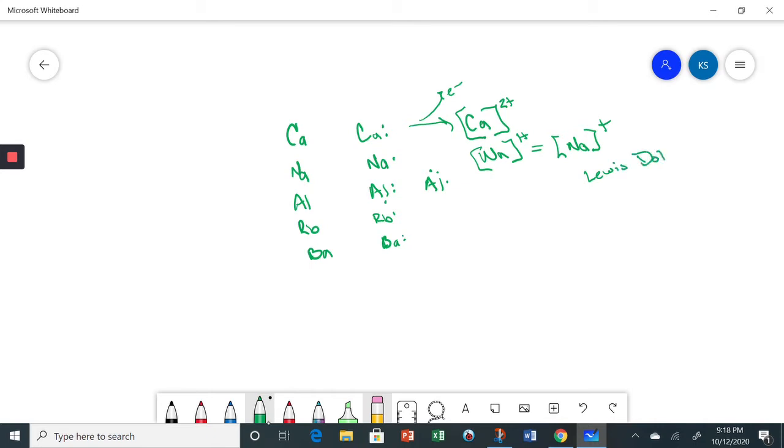Will they really dock you points? Not really. You know, the thing they'll look for is the number of dots and the proper charge. But technically, the Lewis dot requires the brackets.